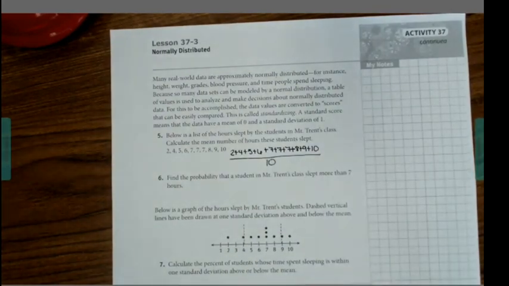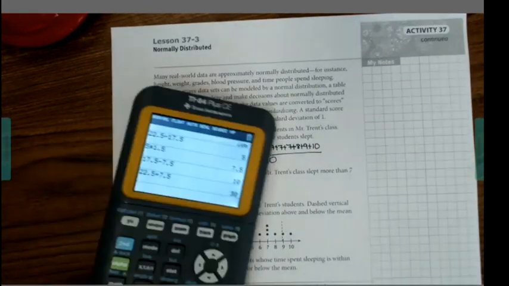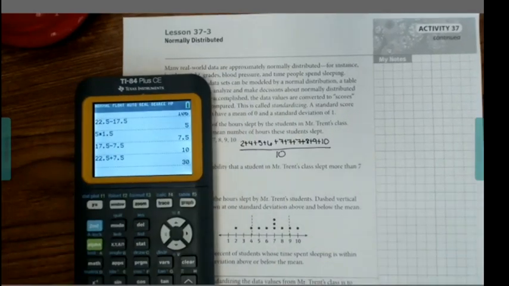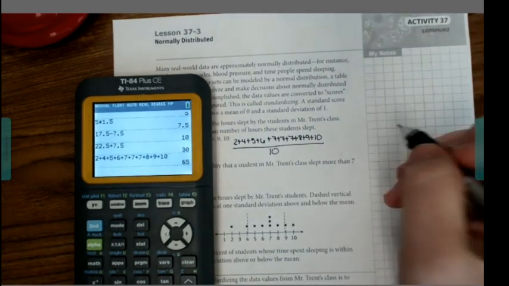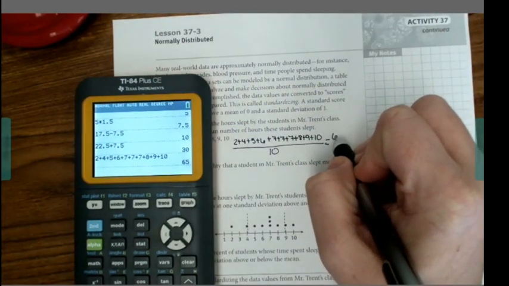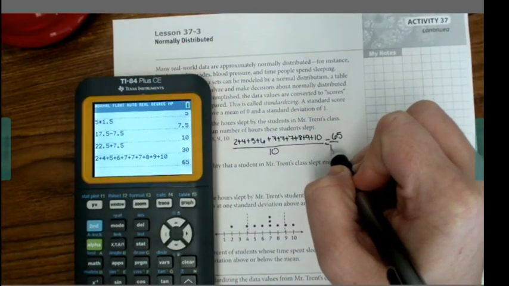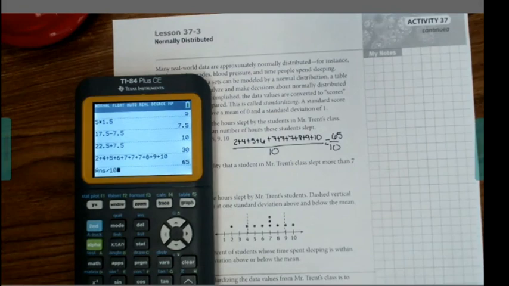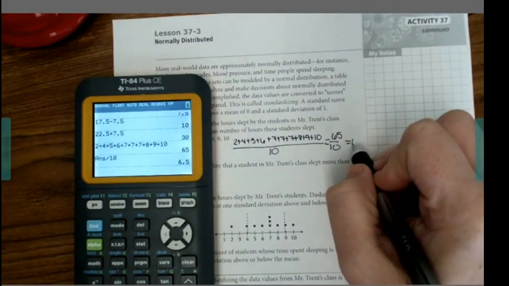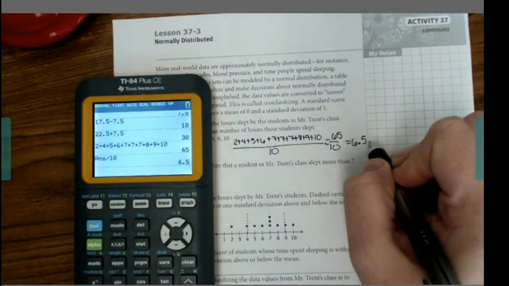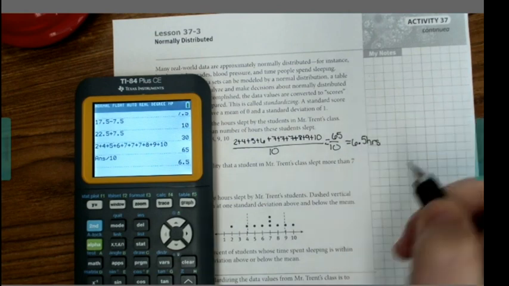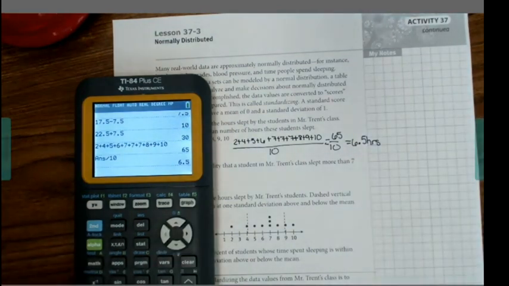Okay? I'm going to grab my calculator. Hopefully you do the same. And so I'm going to do 2, 4, 5, 6, 7, 7, 7, 8, 9, 10. I got 65. And 65 divided by 10 is going to give me 6.5 hours. So the average number of hours that the kids in Mr. Trent's class slept was 6.5.